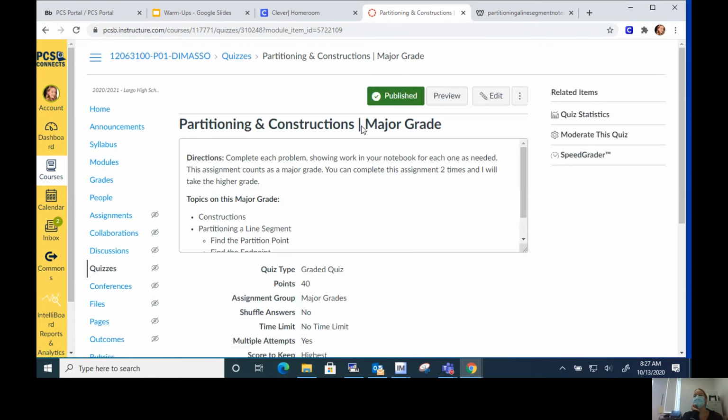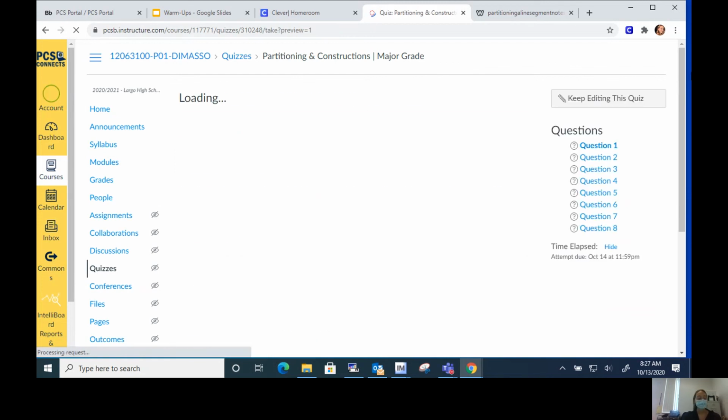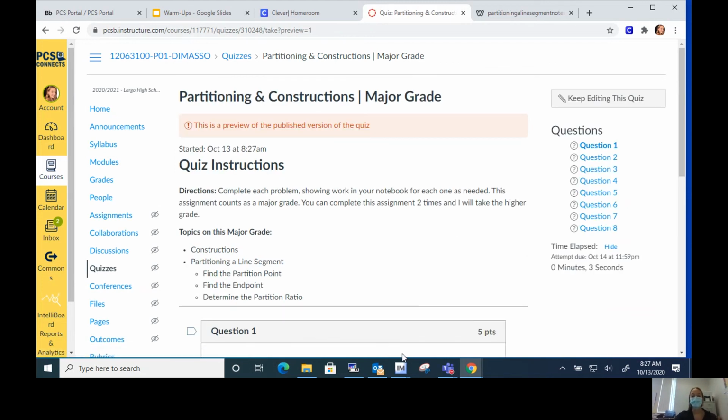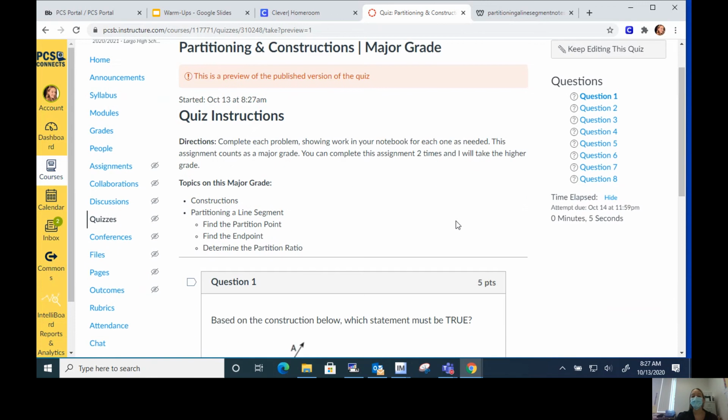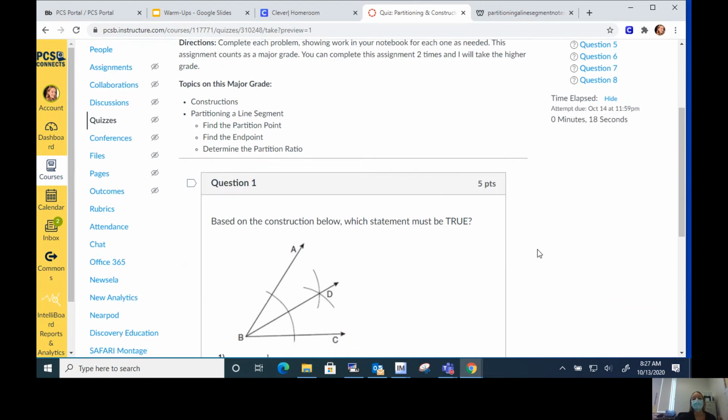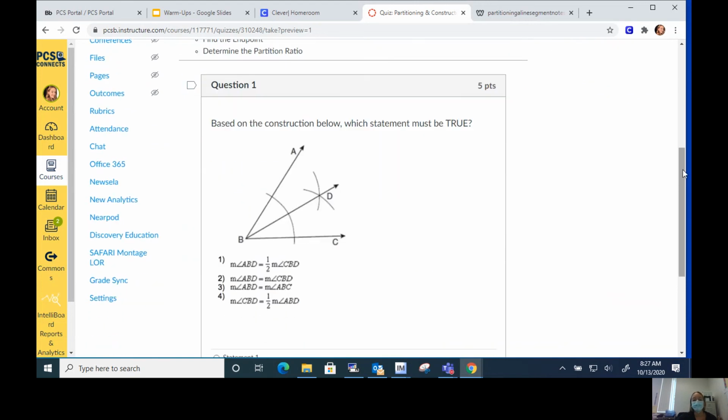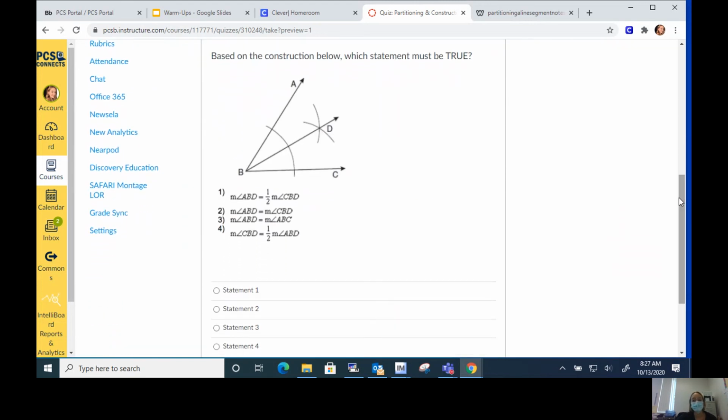Partition and constructions. All right, so I'm going to walk you through the first question here, and then I'm going to give you the rest of the time to work on the last 7 questions. In this major grade, there are only 2 things you're going to see: constructions and partitioning, and that's it. That's why I asked you to bring out your construction notes. I'm going to walk you through the first question, and then give you the rest of the time to work on your own.